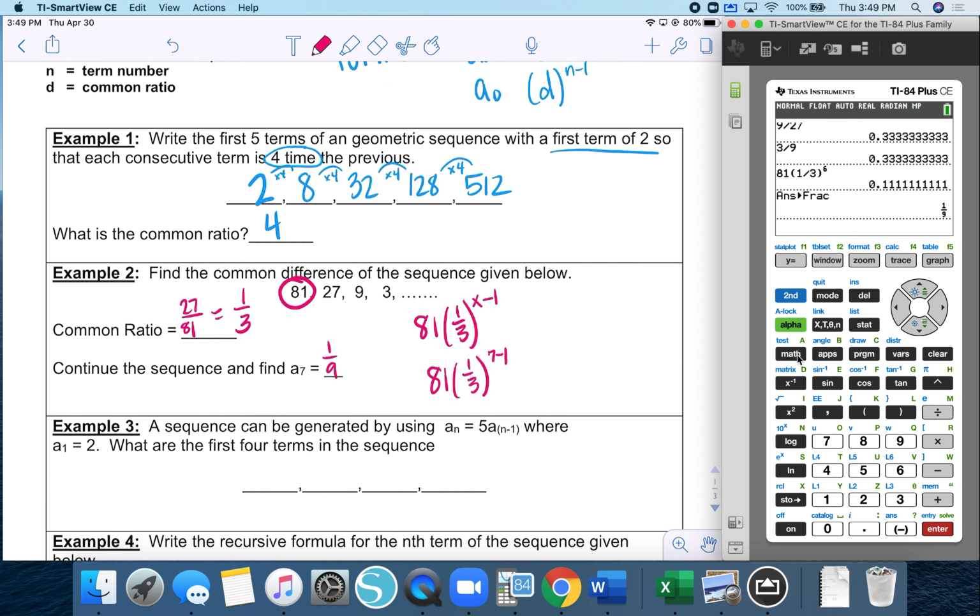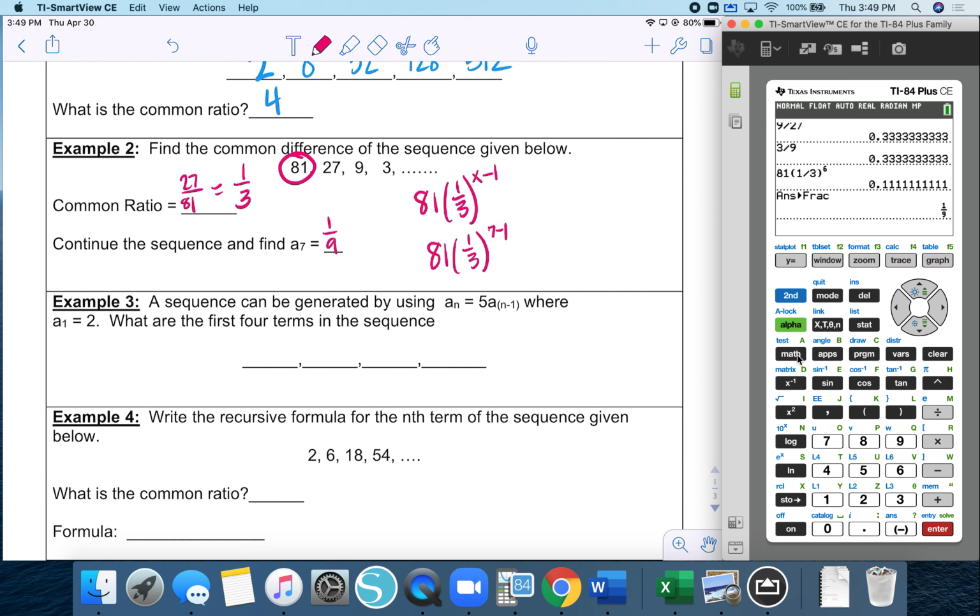So example 3, a sequence can be generated using a to the n is 5 times a to the n minus 1, where a to the 1 is 2. What are the first 4 terms in the sequence? So a to the 1 is my starting, okay, so that's where I'm going to start this value. This 5 is going to be my D, or my common ratio. So 2 times 5 is going to be 10, times 5 is going to be 50, times 5 is going to be 250. If I wanted to write my function, it would be my starting times my rate to the x or n minus 1.